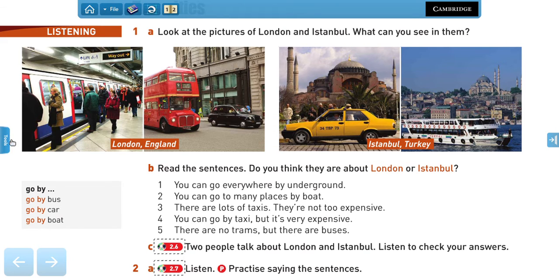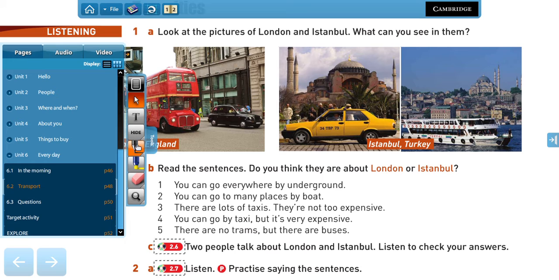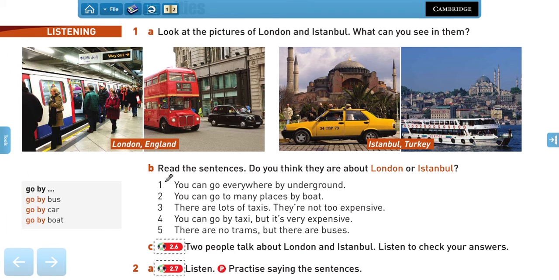So let's see. Remember that if you need to listen again, you can pause the video and go back. So number 1 says you can go everywhere by underground. That is London, right? Number 2 says you can go to many places by boat. That would be Istanbul, right? There are lots of taxis. They are not too expensive. That's Istanbul. You can go by taxi, but it's very expensive. London, and there are no trams, but there are buses. That is London as well.